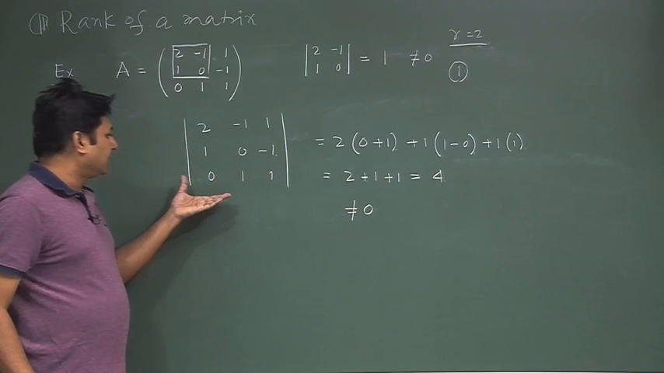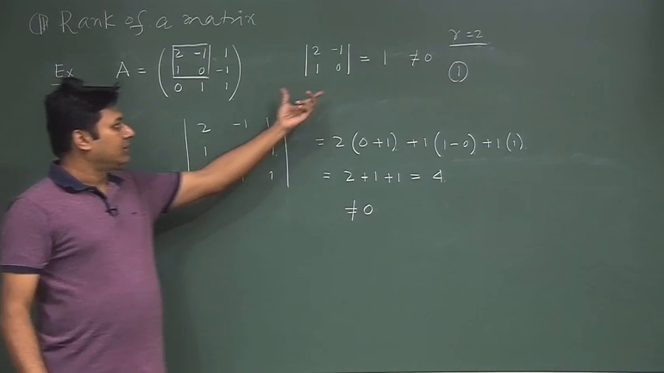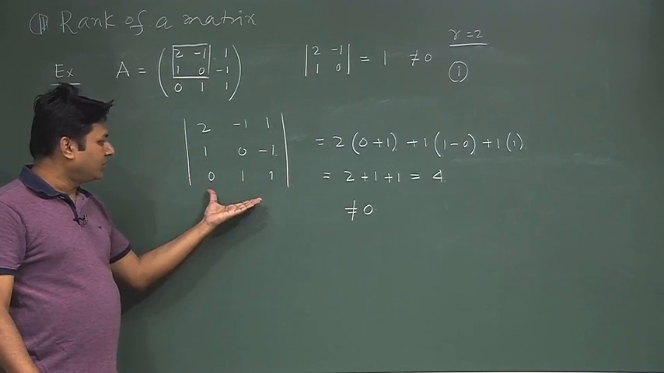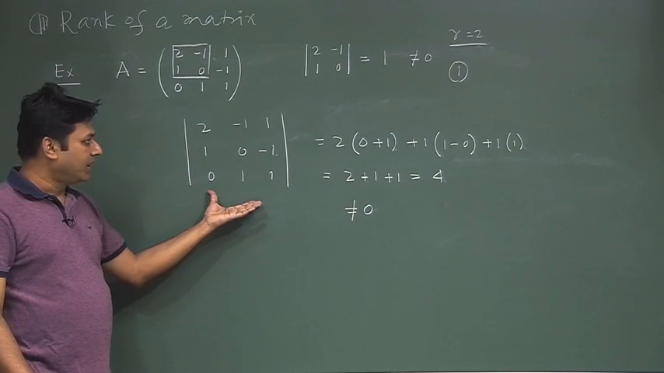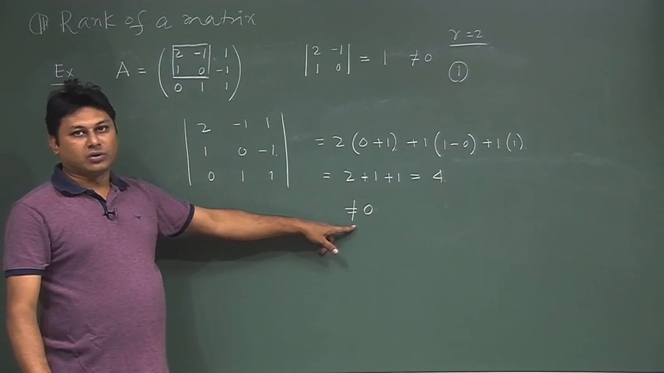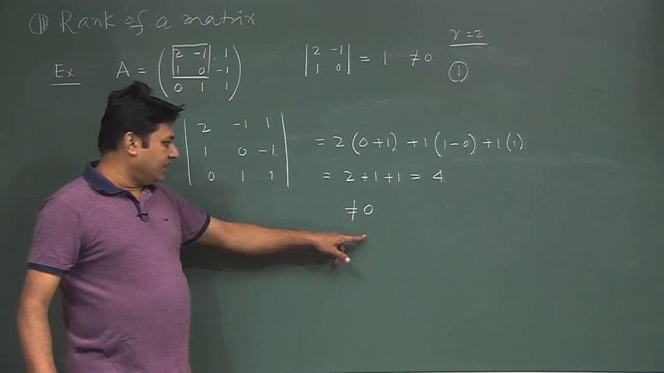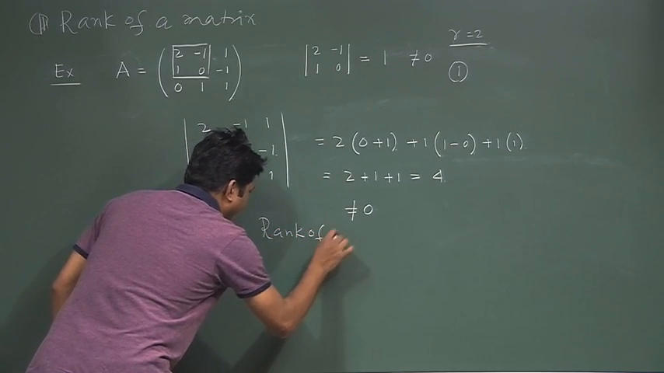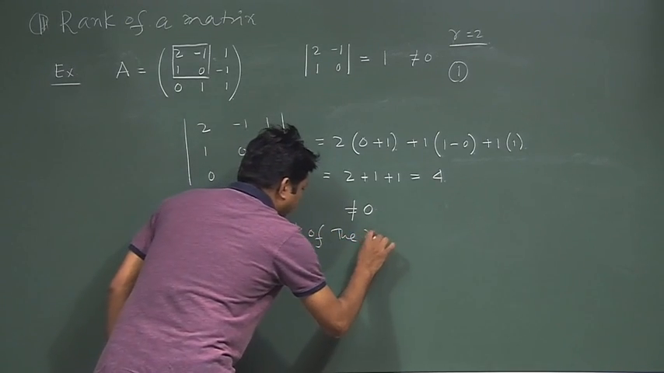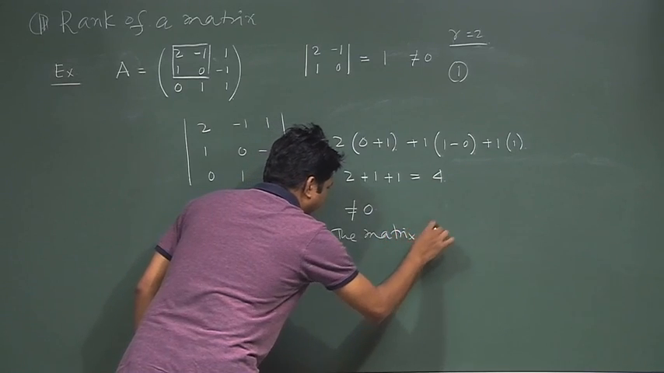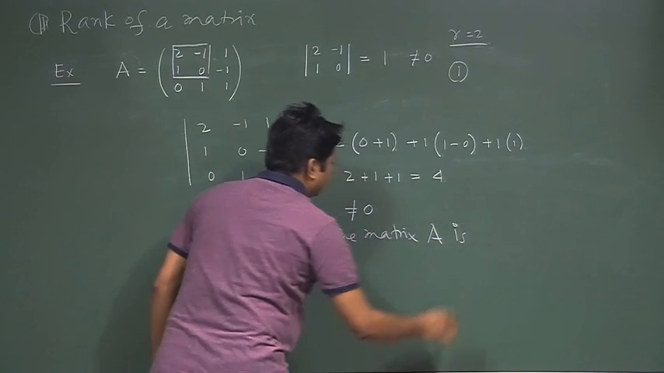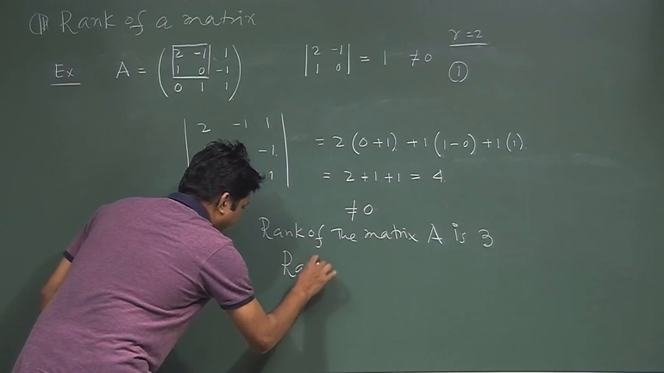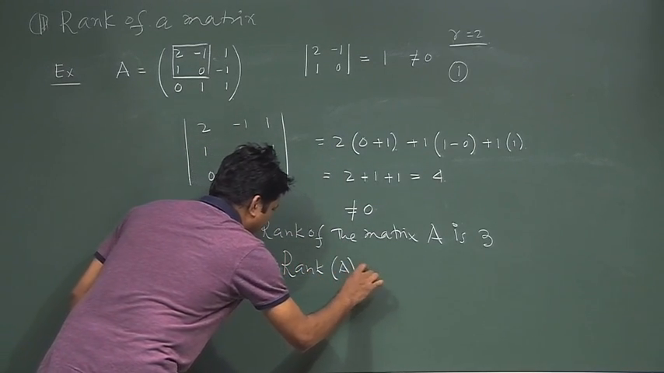That means before checking submatrices of order less than the order of the matrix, first we need to find the determinant of the matrix itself and check whether it is non-zero or not. If it is non-zero, then readily I can say that the rank of the matrix A is 3, or rank A is 3.